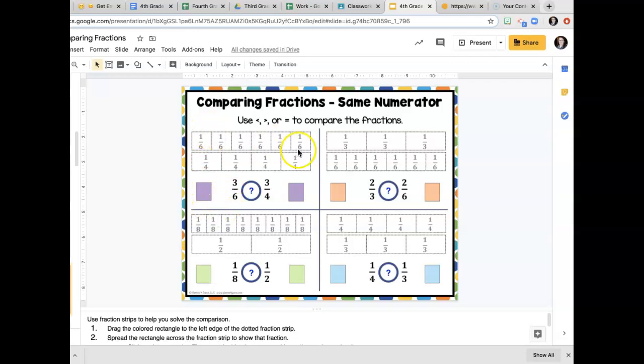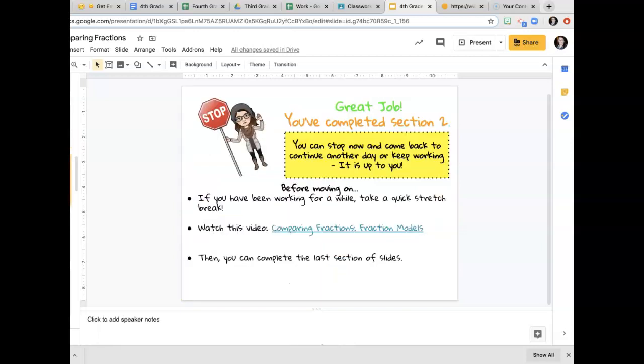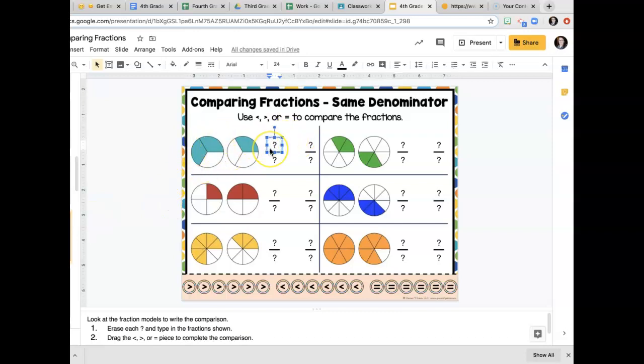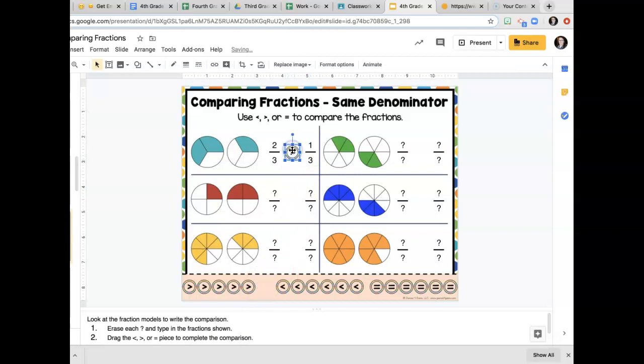Drag it up, stretch it out, compare. And then that's the end of day 2, or part 2. If you want to move on, you can, but if you do, make sure you watch the little review. Same thing, fractions with visuals, but these are fractions with pies. If I look here, this is 2 out of 3. This one is 1 out of 3. 2 out of 3 is greater. Okay.